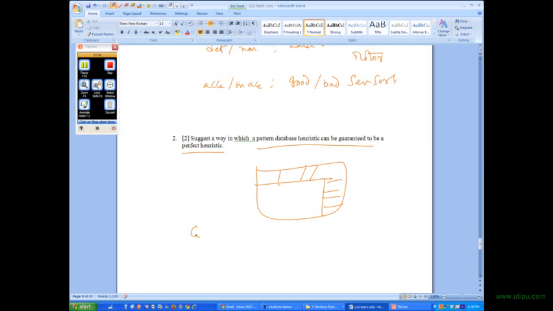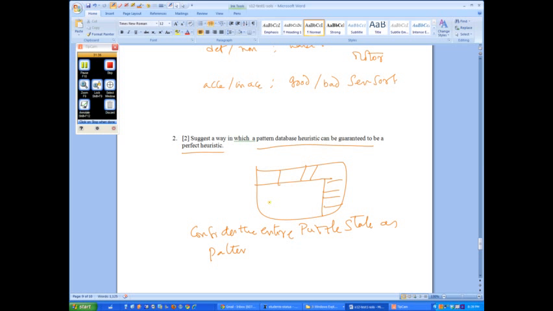So consider the entire puzzle state as the pattern. That means everybody should be in their right place. Whereas if you consider this, that means you only considered these guys to be in the right place, and you more or less ignored all other tiles.